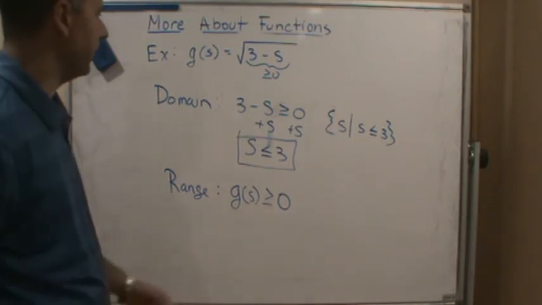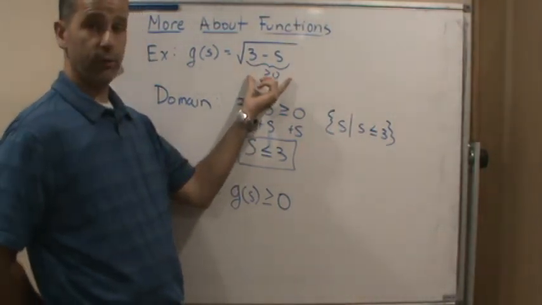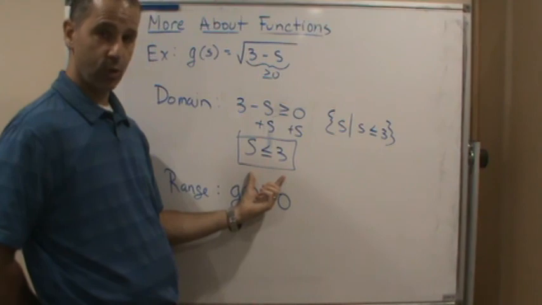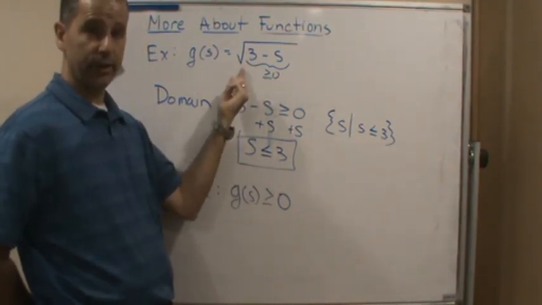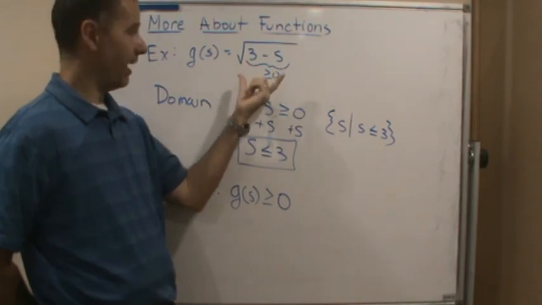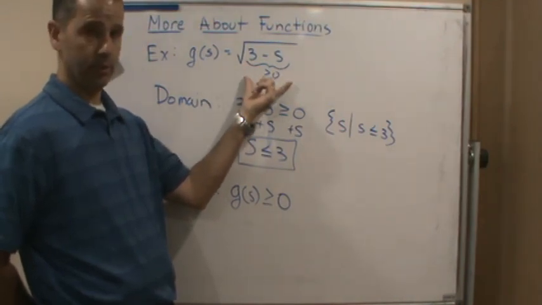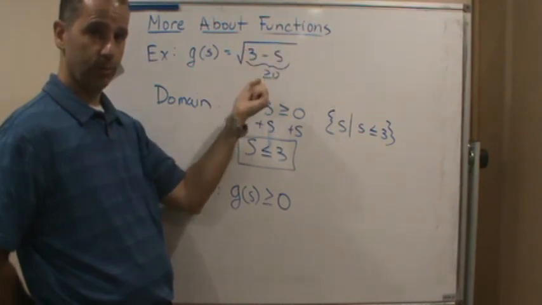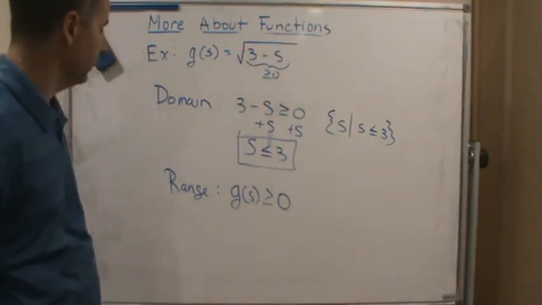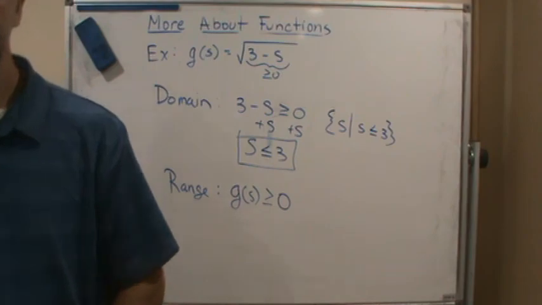So again, just make sure you know the domain, because the domain controls the range. Here, any negative numbers will give us an imaginary number, and so we're not dealing with imaginary numbers. Okay, so we can't have negative numbers under the square root. Okay? And that's it. Have a good day.